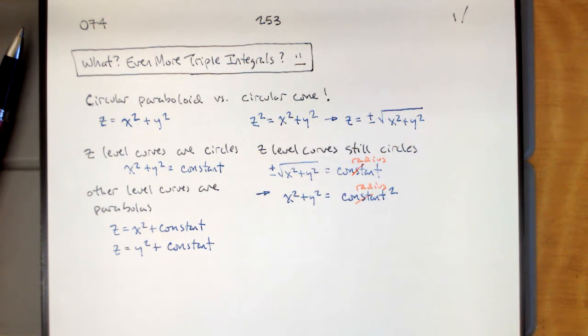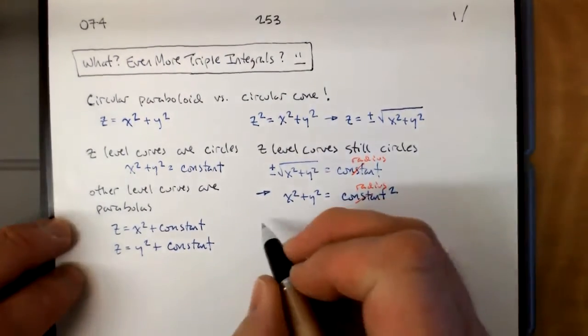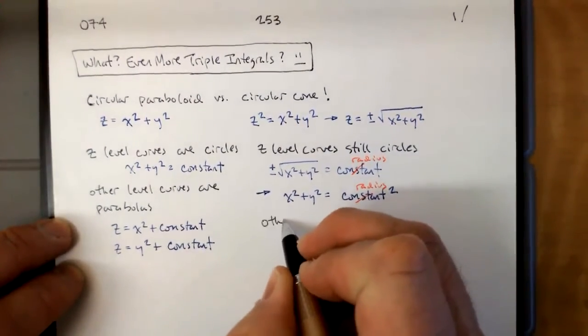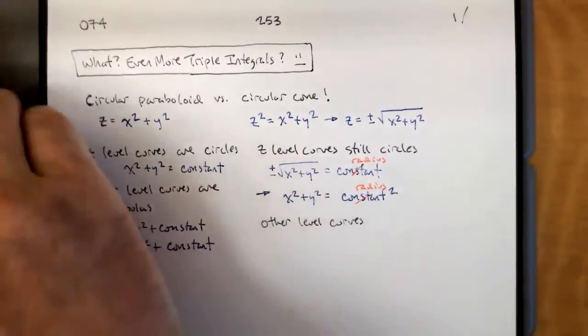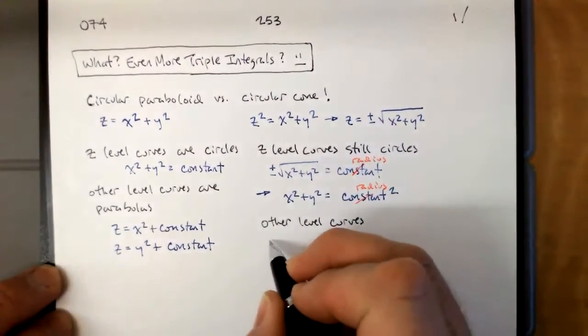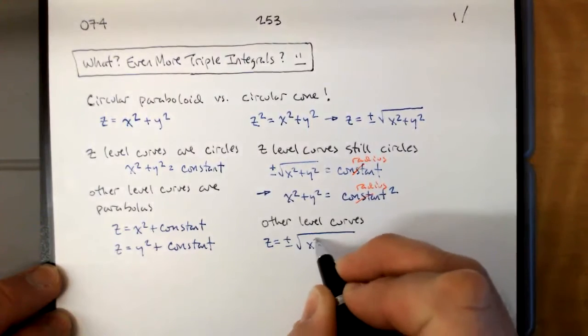Question? If you want the sides of the cone to get steeper, you could adjust the constants. How to adjust the constants will become clearer once we start looking at the other level curves and see the shape of the other level curves. So if we look at the other level curves, if I take z equals plus or minus the square root of x squared plus some constant.